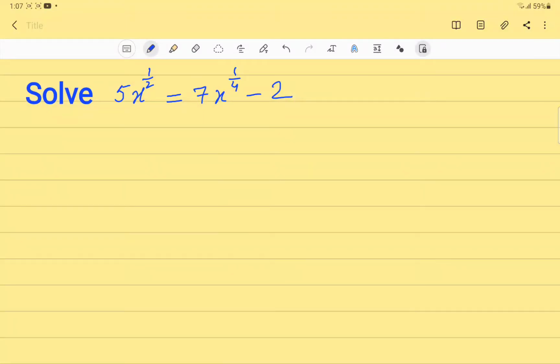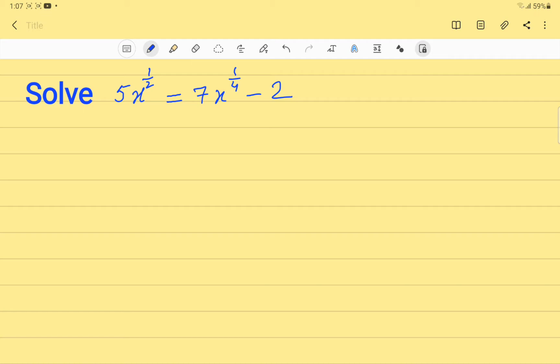You are watching channel Maths and Methods Academy, and today we are going to solve an exponential equation which is 5 multiplied by x raised to power 1 over 2 is equal to 7 multiplied by x raised to power 1 over 4 minus 2. So let's get on with our solution.